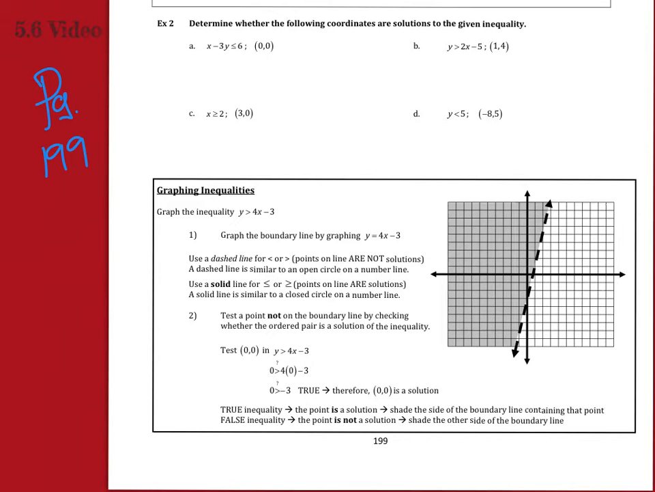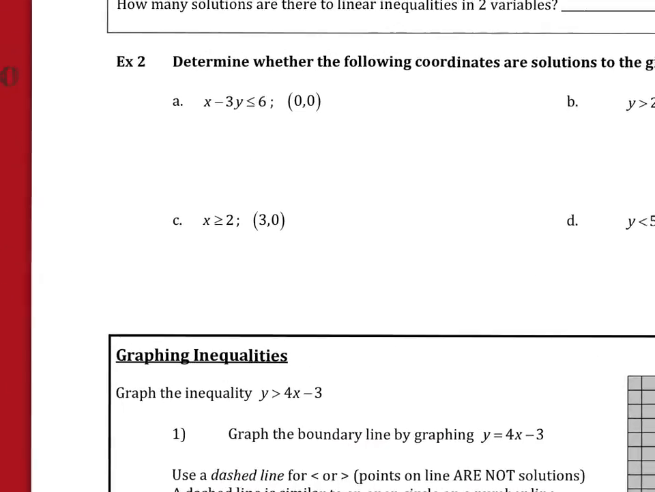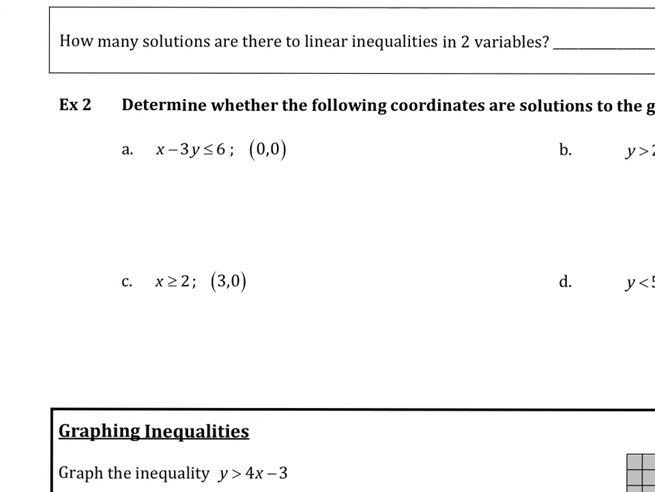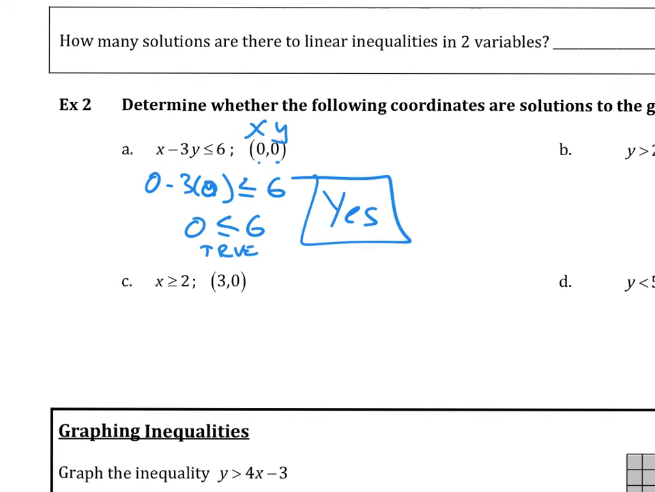All right, so a little above this, let's go ahead and look at example 2 here. It says determine whether the coordinates are solutions to the given inequality. And testing a point out is something that's going to be really important. So let's take a look here. In part A, it says x minus 3y is less than or equal to 6. So I need to plug in the point 0, 0. That's x, y. So for x, I'm going to plug in 0, and for y, I'm going to plug in 0. 0 minus 0, so 0 is less than or equal to 6. So my answer is yes, that is a solution, because this is a true statement. 0 is less than 6. So my answer is yes.